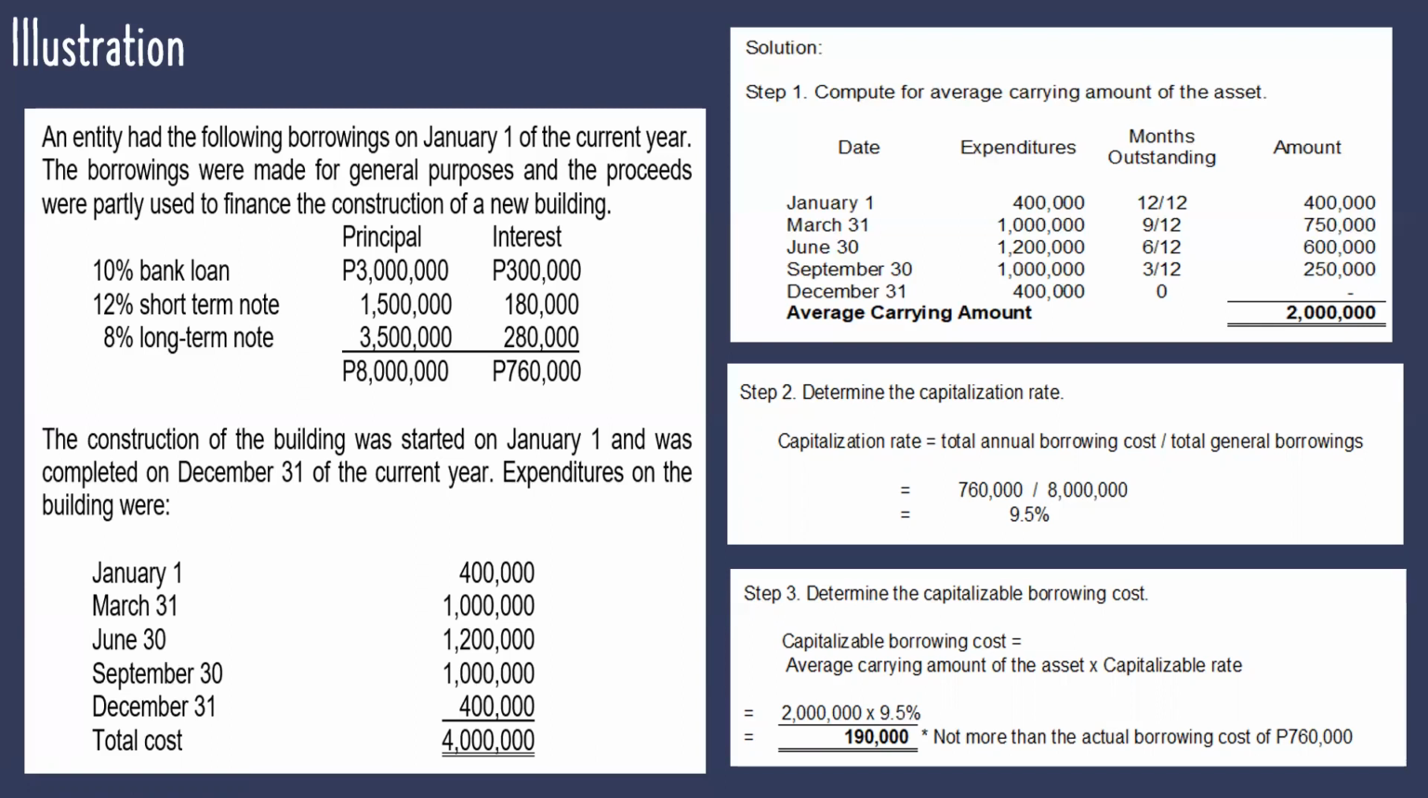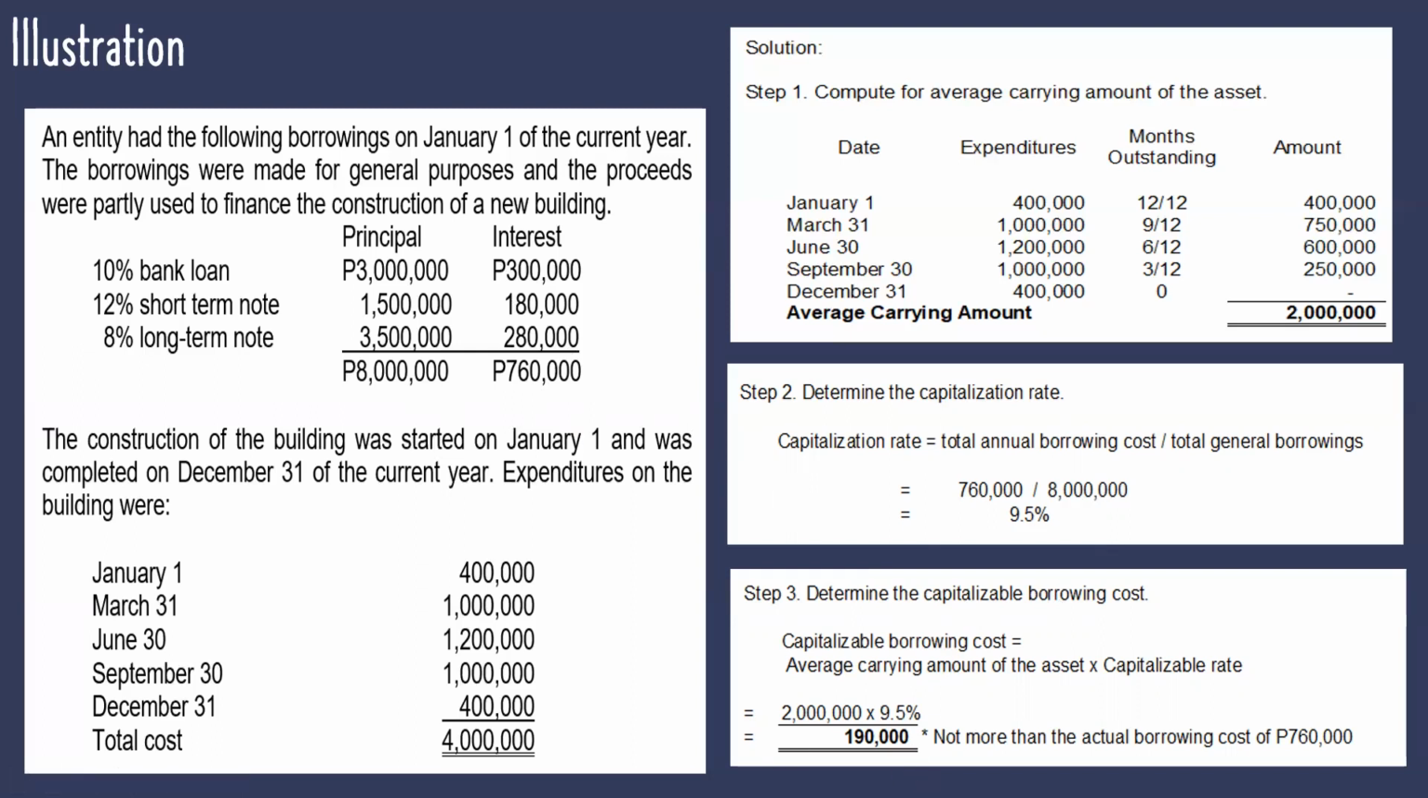So yung ating 190,000, yun yung amount na i-add natin sa ating cost na na-incur na 4 million para makuha natin ang ating total cost of the building, which is, in this case, 4,190,000. Now, kung tatanungin, di ba kasi what happened? Your total interest incurred for the period is 760,000. Pero yung kinapitalize mo ay only 190,000.